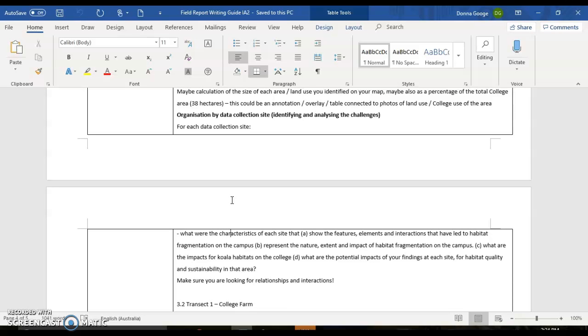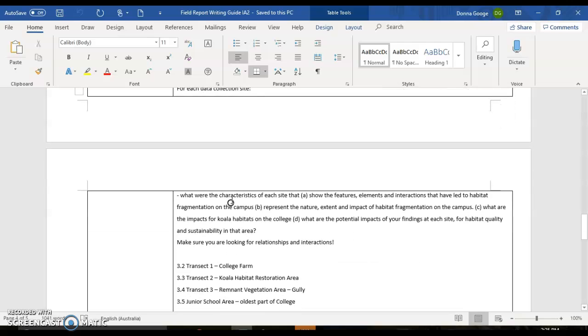Well, we've got the farm, we've got the land clearing and the tree clearing that's still going on. We've got the orchard where you're putting in a monoculture instead of native species and plants. So you've got all of those coming together. How does that represent the nature, extent, and impact of habitat fragmentation on the campus?